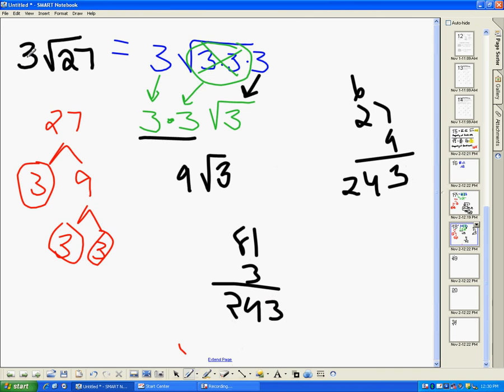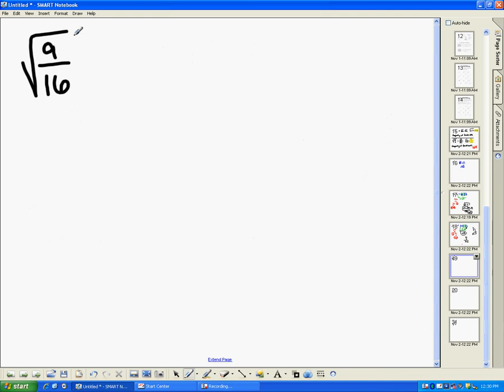And I know it looks a little confusing with this already having a number outside the radical symbol, but it still works the same way. So this is your answer. It simplifies to 9 square root 3. All right, so let's try another one.